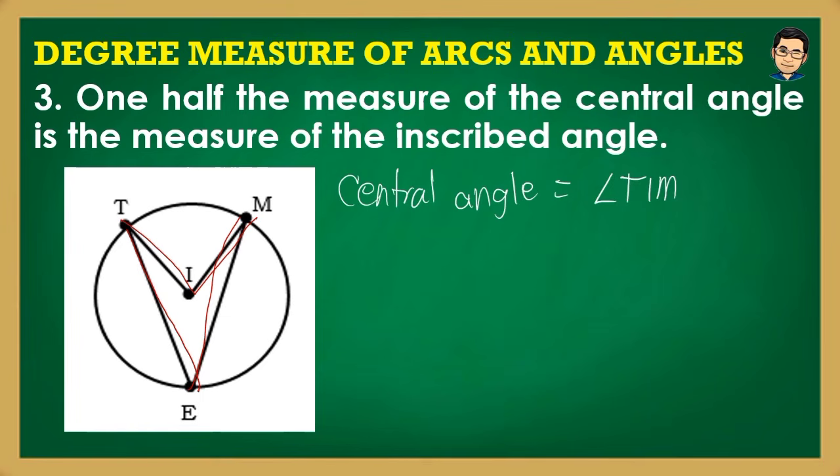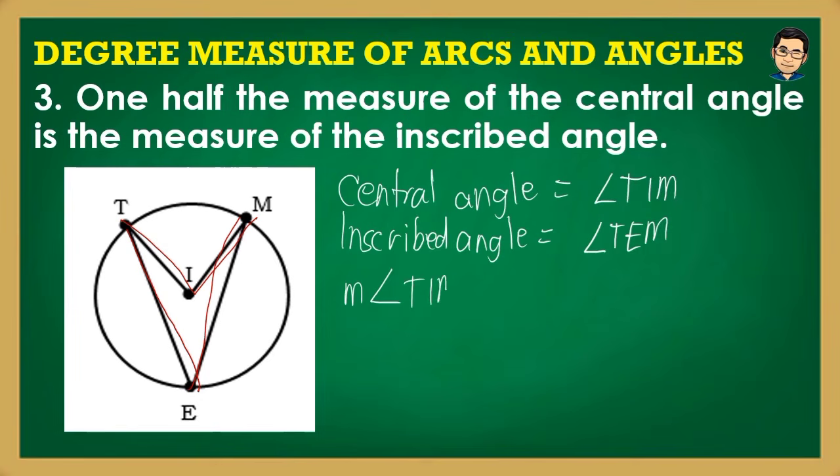The inscribed angle is angle TEM. So, based on the definition, one half the measure of the central angle is the measure of the inscribed angle. In simple words, whatever the measure of the central angle is, we just divide it by two, and that becomes the measure of the inscribed angle. For example, if the measure of angle TIM is 108 degrees, what will be the measure of angle TEM?